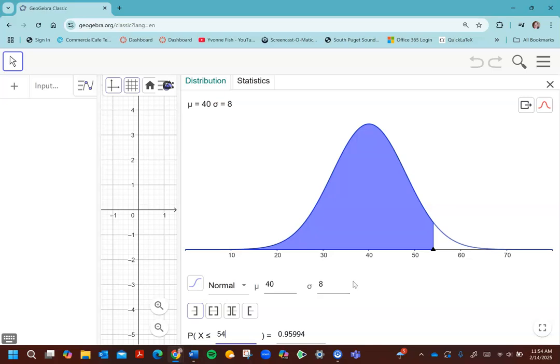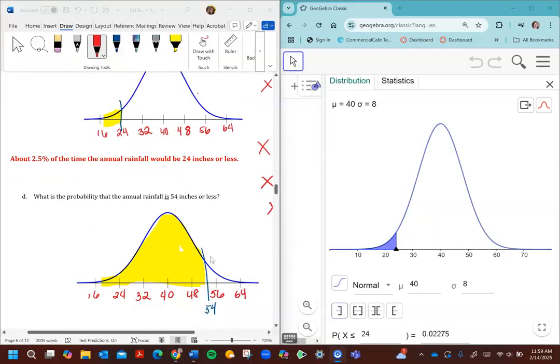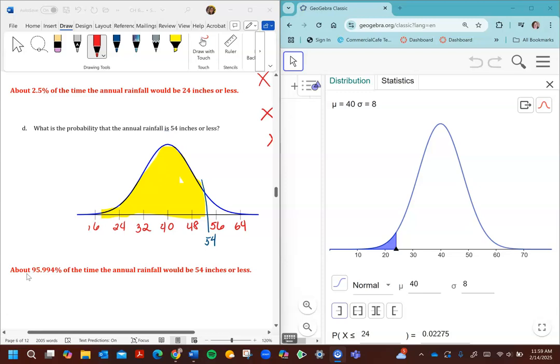That's why it's important you sketch out your cutoff, because if you accidentally hit the wrong one, it will be noticeable. You'll see that it's not correct. And we had our estimate, and I think we were talking about like, oh, maybe 96-ish or whatever. So that's pretty close actually, 0.95994. And we can write our sentence here about 95.994% of the time the annual rainfall will be 54 inches or less.